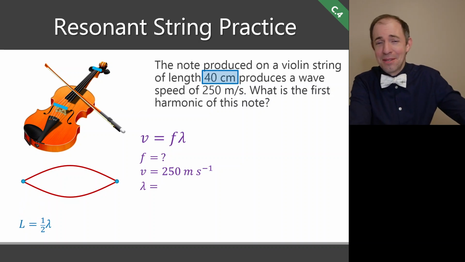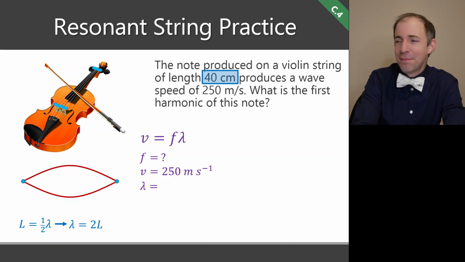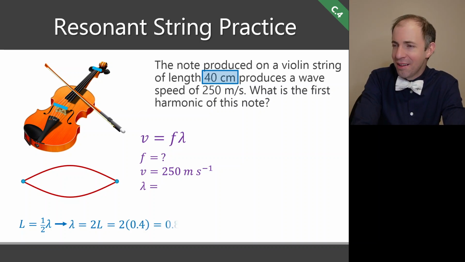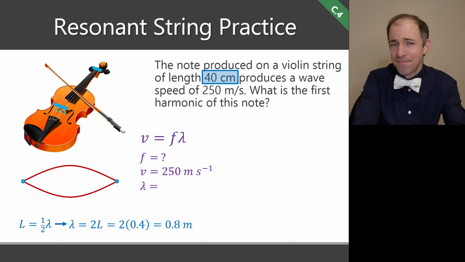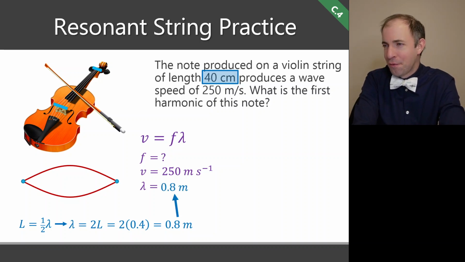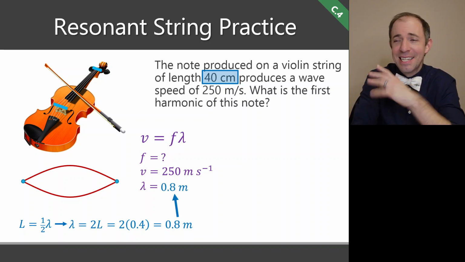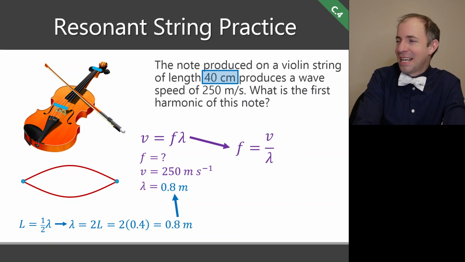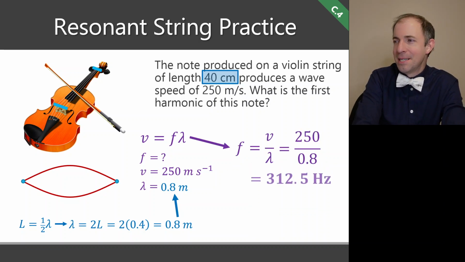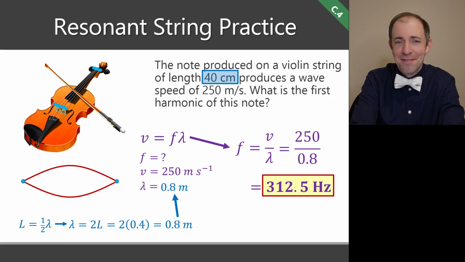So just like we saw with the open pipe, half a wavelength means that the wavelength is 2 times L. 2 times 0.4, 40 centimeters in meters, is 0.8 meters. If I know the speed and I know the wavelength, I can find the frequency as speed over wavelength. 250 over 0.8 is 312.5 hertz.